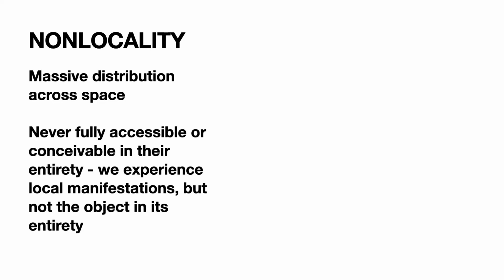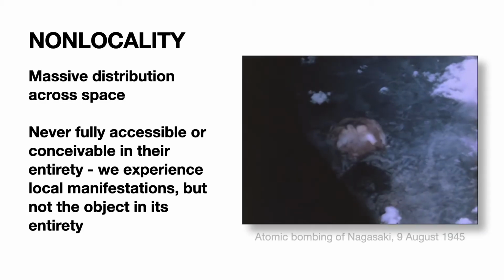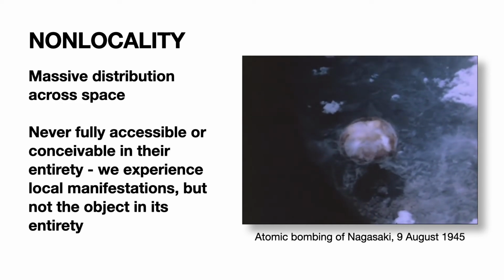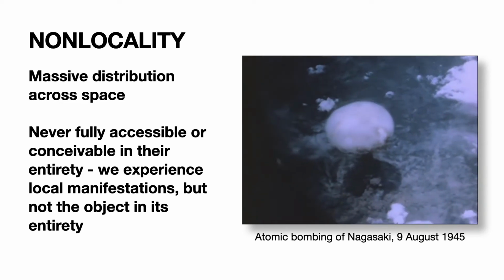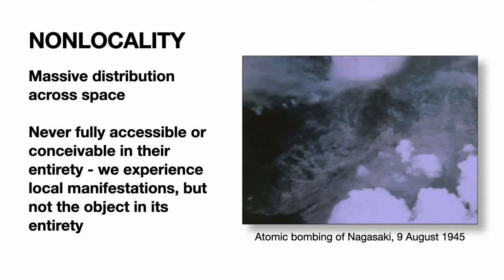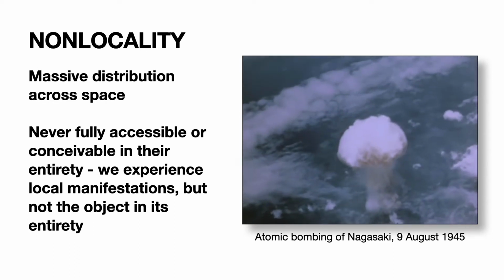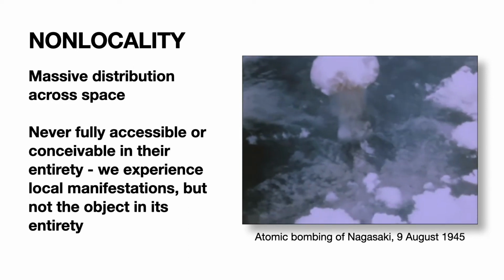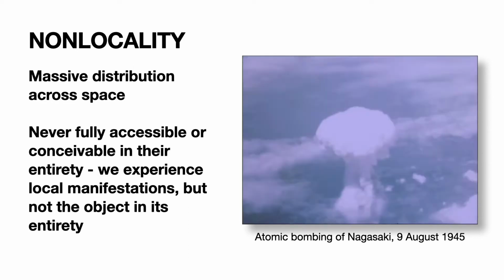We only experience local manifestations, such as the rain and wind with global warming, or radiation sickness from a nuclear blast. Morton writes about the eyewitness accounts of the Hiroshima bomb. Each witness may give their unique account of the event, but no single witness experiences the whole bomb. Each testimony is a local manifestation due to the constraints of human physicality.